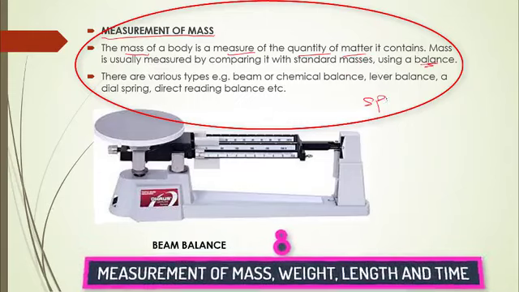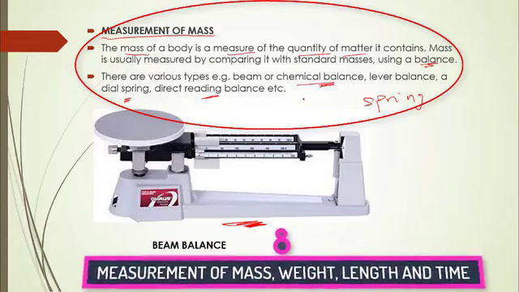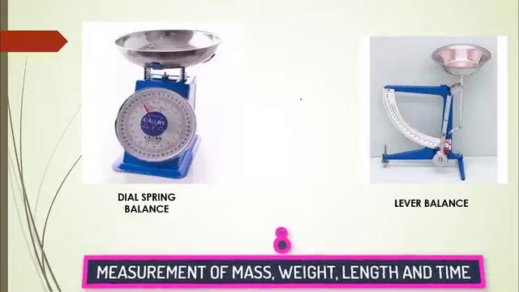Could be a spring balance, could be a beam balance such as the one you're looking at here. We also have a chemical balance, which is also a beam balance. We have the dial spring, we have the direct reading balance. The next slide is going to show us what some of these instruments look like.